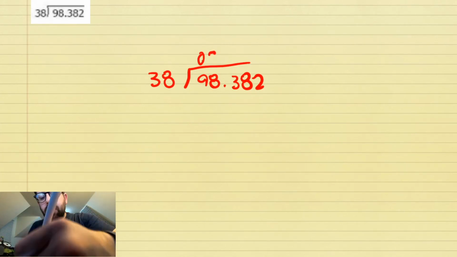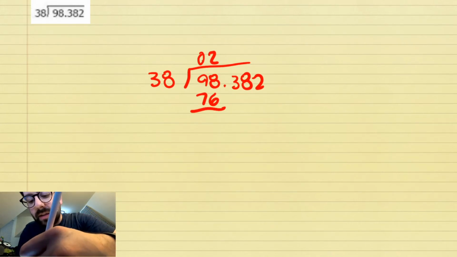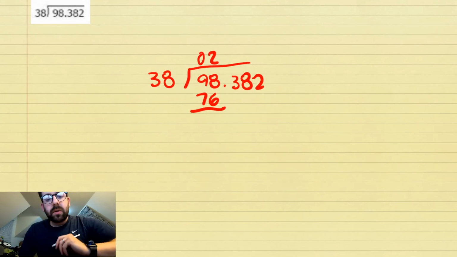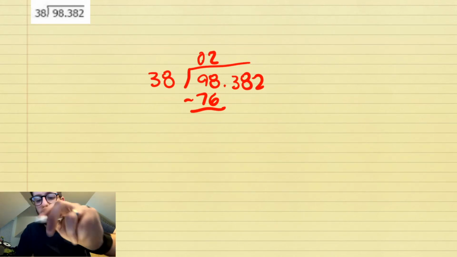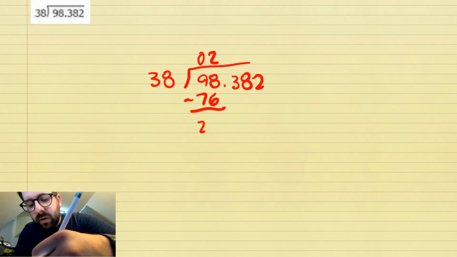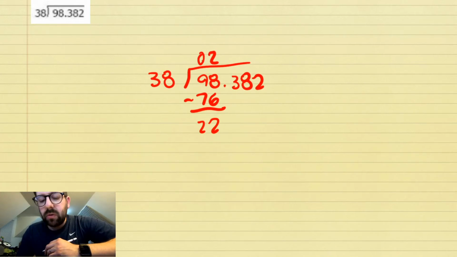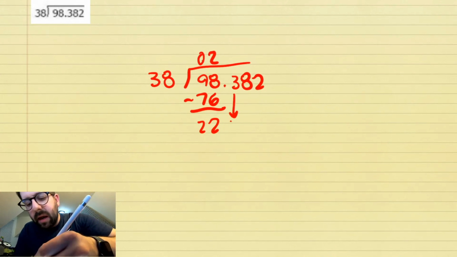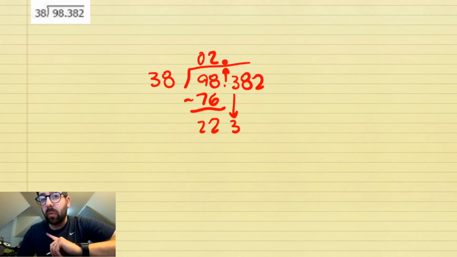38 can go into 98 twice, and that would be 76. So 38 times 2 gets 76. You subtract straight down, no matter what it is. So when I subtract straight down, I get a 2, and I get a 2, right? 8 minus 6 is 2, 9 minus 7 is 2. You bring down the next number. This decimal goes straight up. So the decimal's right there, so my answer already is 2 point something. So I bring down the 3.